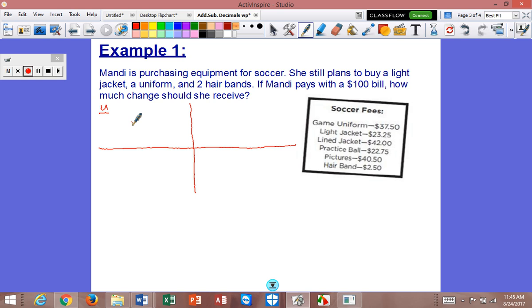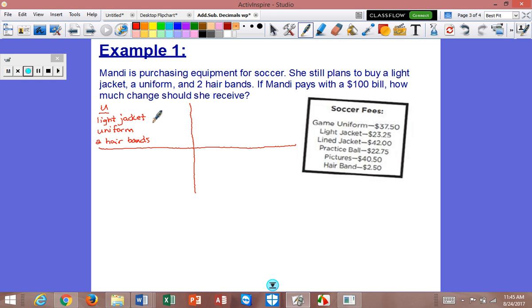So the U stands for what we understand. So specifically in this problem, we know that she needs to buy a light jacket, she needs to buy a uniform, she wants to buy 2 hairbands. And then we have this little box right here telling us how much that costs. So that's something that we would want to include in this box.